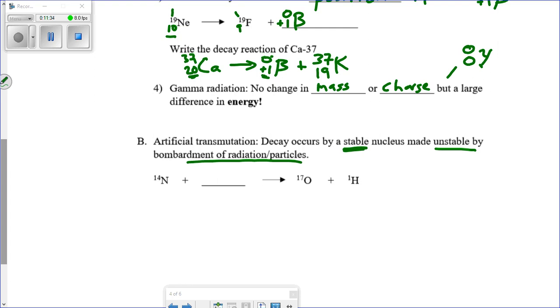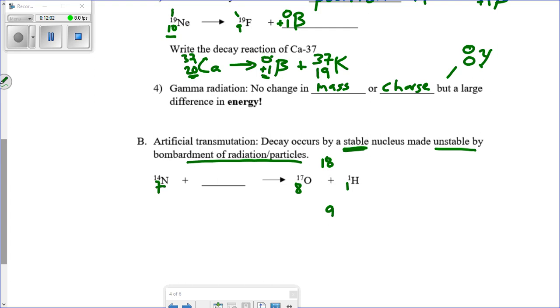So we look at this, and this is an example of it. We have nitrogen 14. We know the atomic number of nitrogen is 7. So we put that in there. We know the atomic number of oxygen is 8. And we know the atomic number of hydrogen is 1. So if we do 17 plus 1, we get 18. So that's what the mass must equal on the left side. We get 8 plus 1, we get 9. So that must be what the atomic charge must equal on the left side.